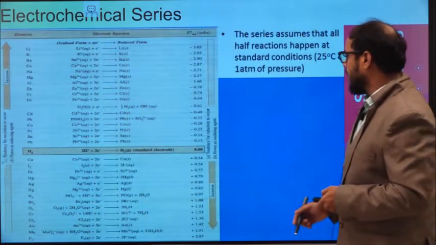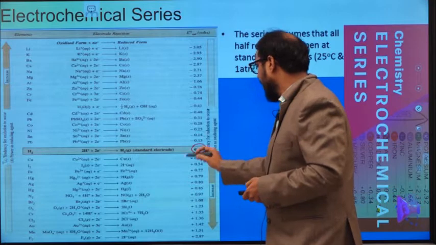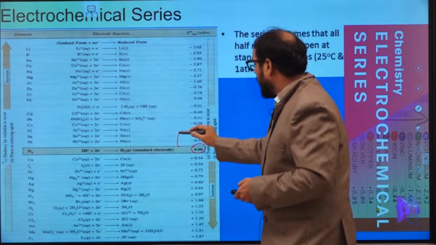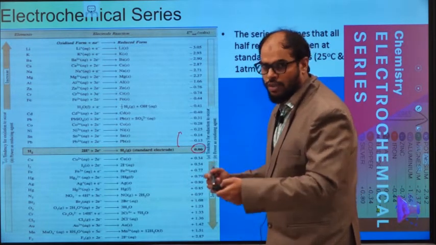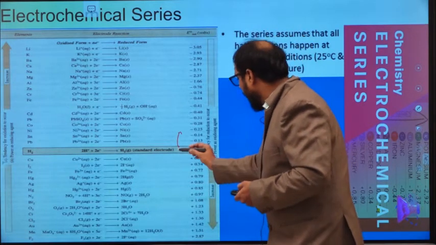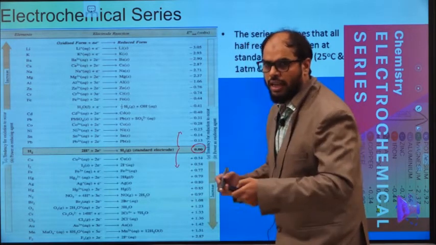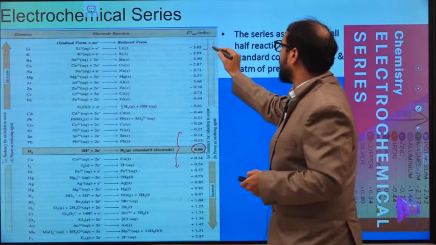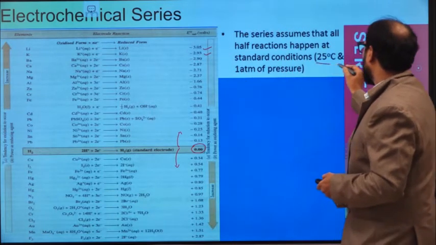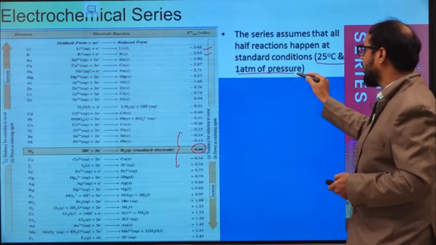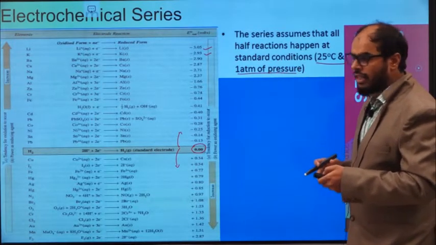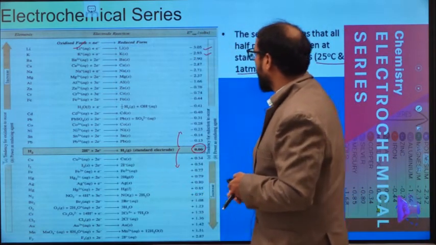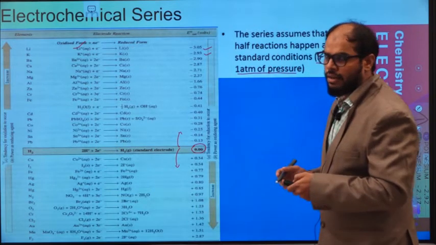So you can see in this electrochemical series, hydrogen has been given the value of 0. That means the elements which are above hydrogen are more electropositive in nature, and the elements which are below hydrogen are most electronegative in nature. And we should know that all these values have been calculated at a standard temperature of 25 degrees centigrade and 1 atmosphere pressure. So while calculating the half cell values of all these metals or elements, they have been calculated at standard temperature and pressure.